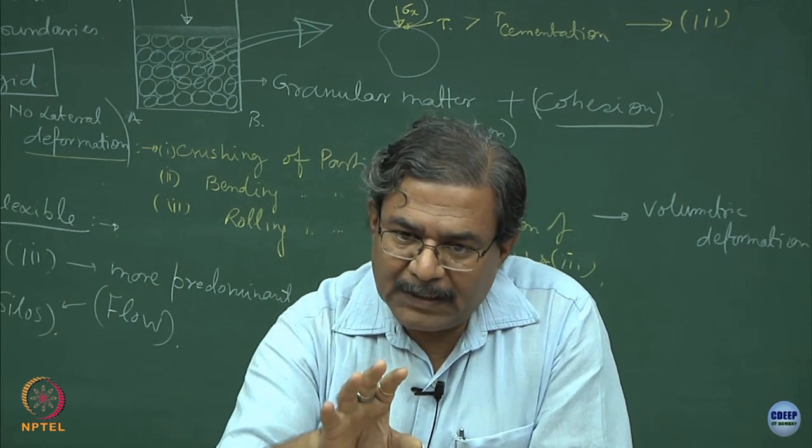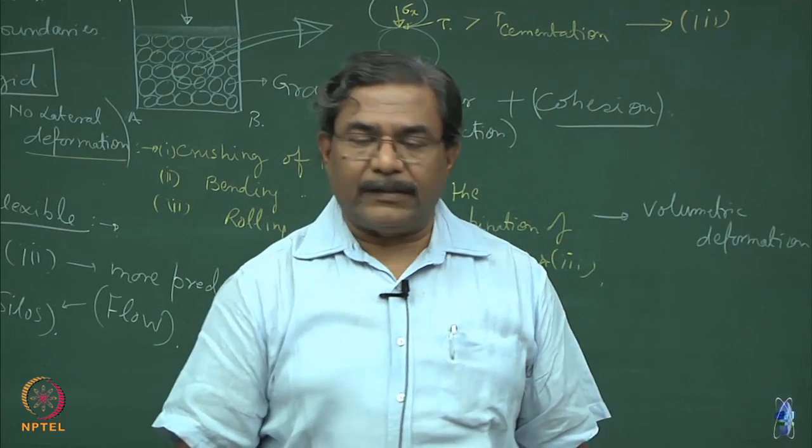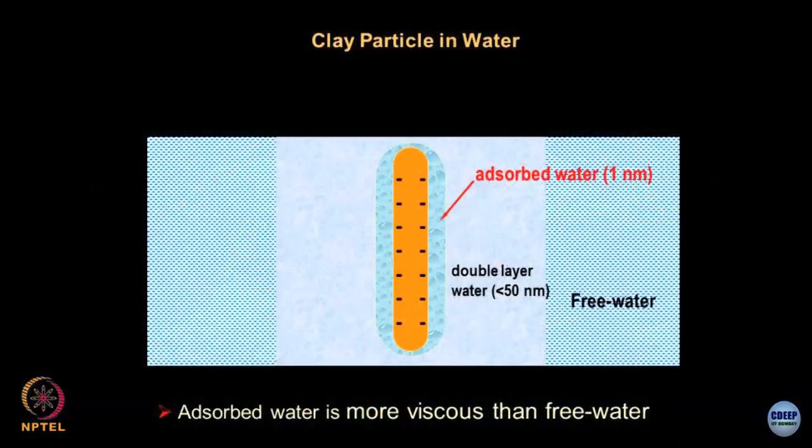So, whatever we have been discussing right now is all for very fine particles like clays. So, what is the scale of thickness of the adsorbed water layer and the double diffuse layer, if there is some general value? Good question. Normally double layers, as I have written here, less than 50 nanometers, is very, very empirical. So, do not go by these figures. It will depend upon the concentration of cations, their valency, clear?